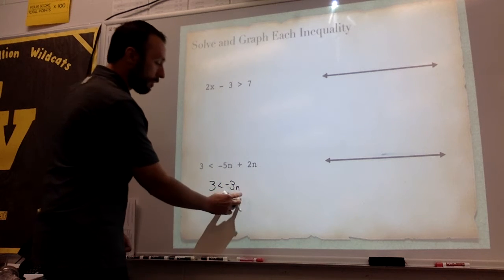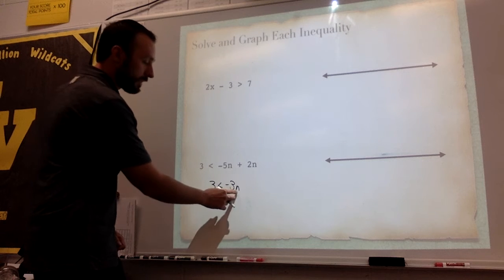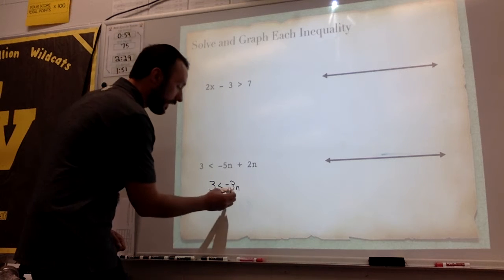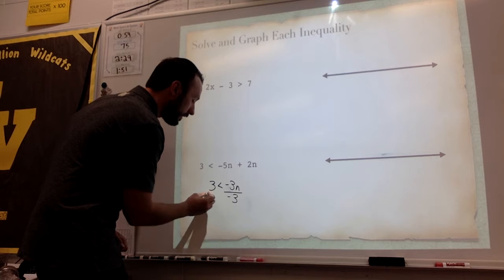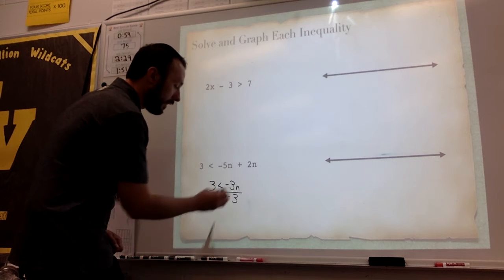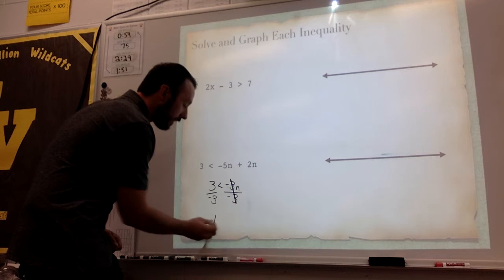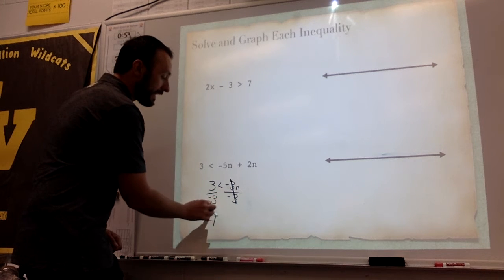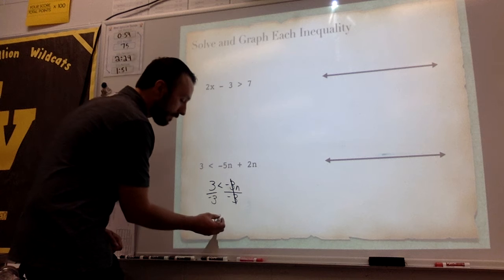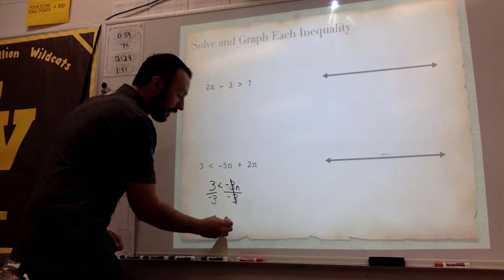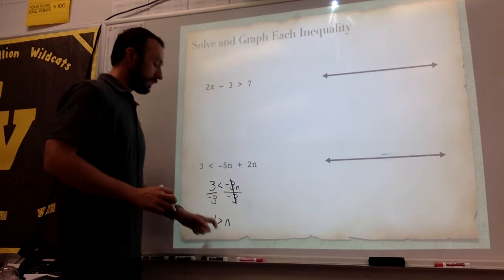Now that I have the variable term by itself, I need to isolate the variable itself. So we'll divide both sides by a negative 3, divided by negative 3. My negative 3 is going to cancel out. 3 divided by negative 3 is negative 1. Because I divided both sides by a negative number, I will have to flip my inequality sign, and I'm left with n. So I have negative 1 is greater than n.